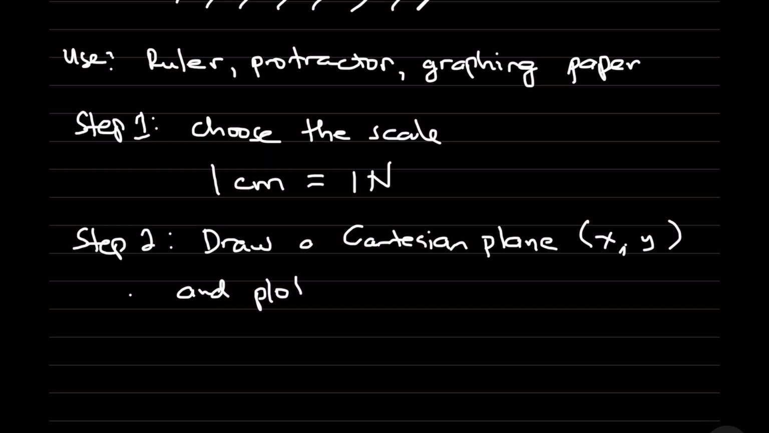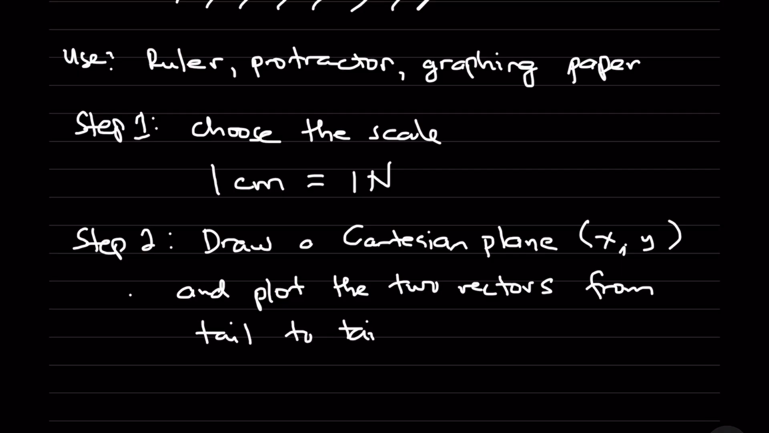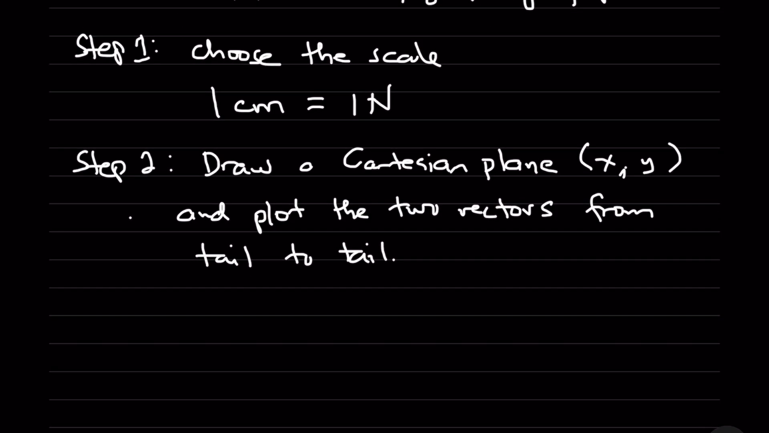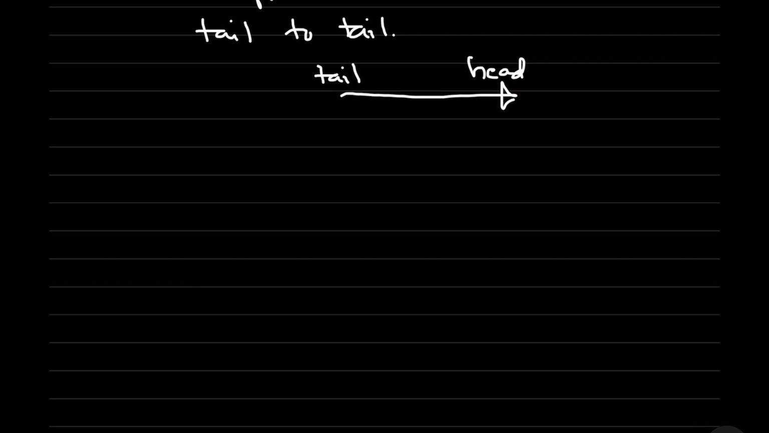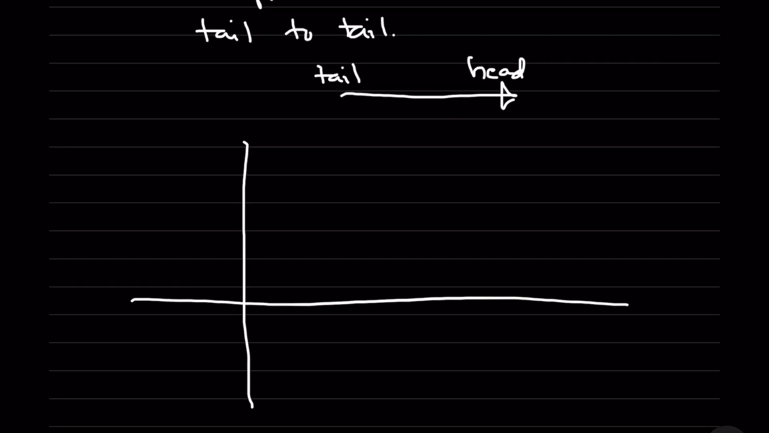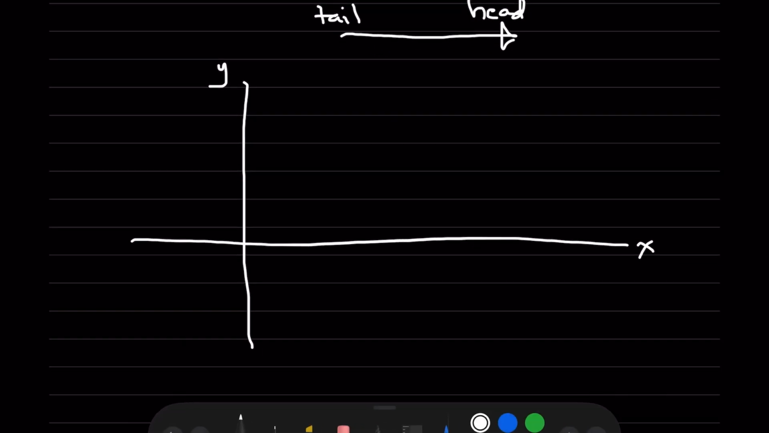And of course, plot the two vectors on the plane. Now take note of the way I will plot these two vectors on our Cartesian plane. We're going to plot this tail to tail, not in the same way as we did for the polygon method wherein we plotted it head to tail.